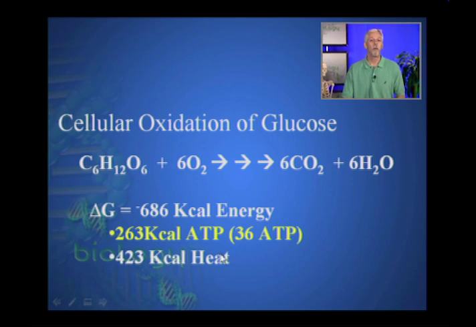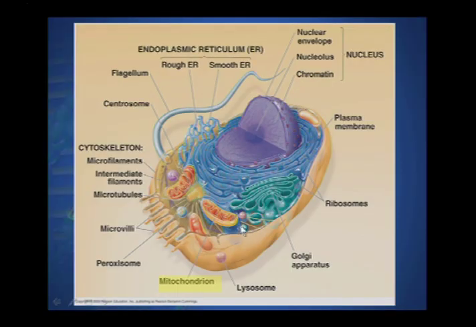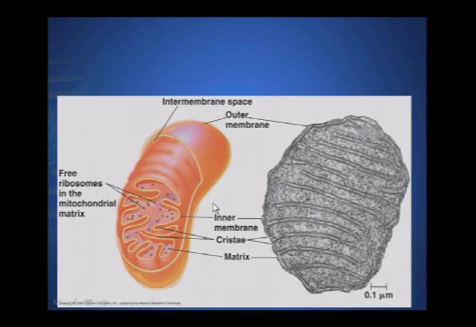And also heat is released in this process as well. So most of it is released as heat. Some of it is trapped in the energy of ATPs. Okay, now the cellular oxidation of glucose occurs in the cytoplasm of the cell, the liquid portion outside the mitochondria, and also within the mitochondria. And mitochondria have a structure similar to chloroplasts in that there's an outer membrane and an inner membrane. The inner membrane is highly folded. These folds are known as cristae. And then there's a fluid-filled matrix in the center where a lot of enzymes are found.